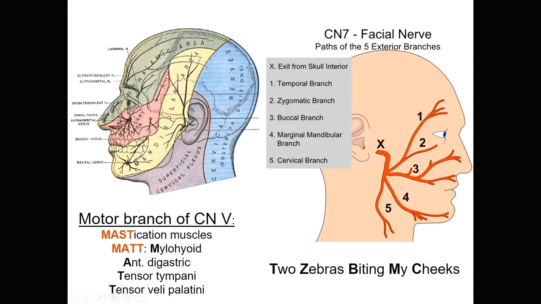V2 does a little bit here, as well as this very lateral side of your nose, upper lip, and most of your cheek. That's going to be your maxillary, because you have your maxillary bone right here, so that makes sense.